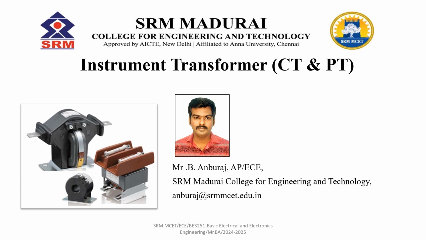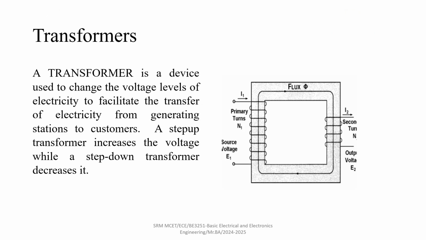Today we are going to see about instrument transformer and its types, current transformer and potential transformer. In general, a transformer is an electrical device which is used to perform the process of step up or step down the available voltage depending on our application.